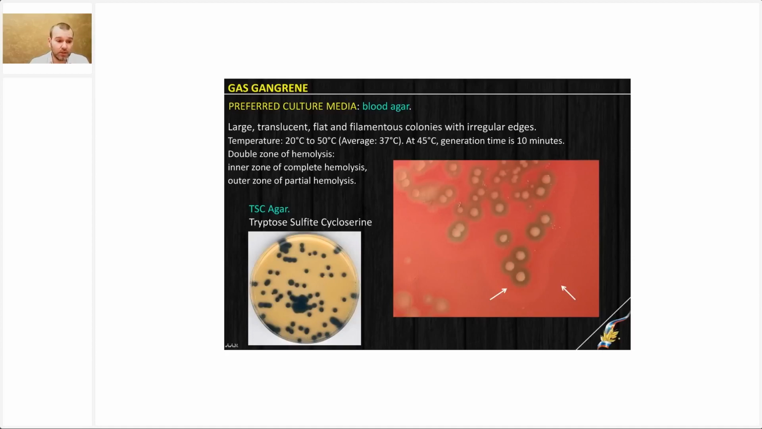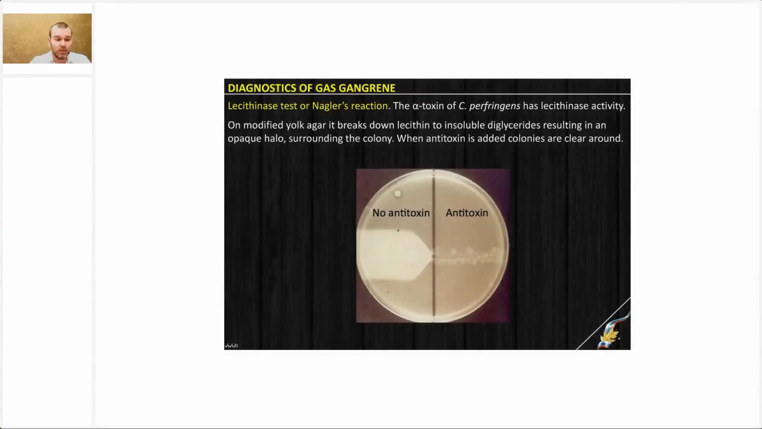And we have TSC agar, which is used for identification of Clostridium perfringens. It will grow as a black colony, and it is easy to identify that bacteria in the specific culture medium. For confirmation of etiology, we have Nagler's reaction, or the correct name, a lecithinase test. It is the test to identify alpha toxin produced by Clostridium perfringens, which has lecithinase activity.